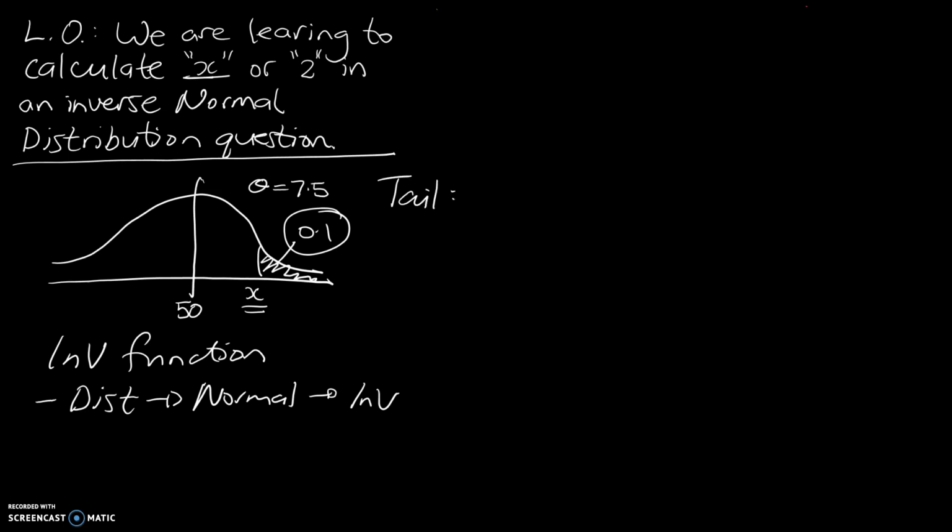What is the tail of our graph? So we can see here we're dealing with the right hand side of our graph, so that's a right tail. We're asked to input the area. The area relates to the probability of the sector we're looking at, and that's 0.1. The standard deviation is given to us, 7.5, and the mean is equal to 50.